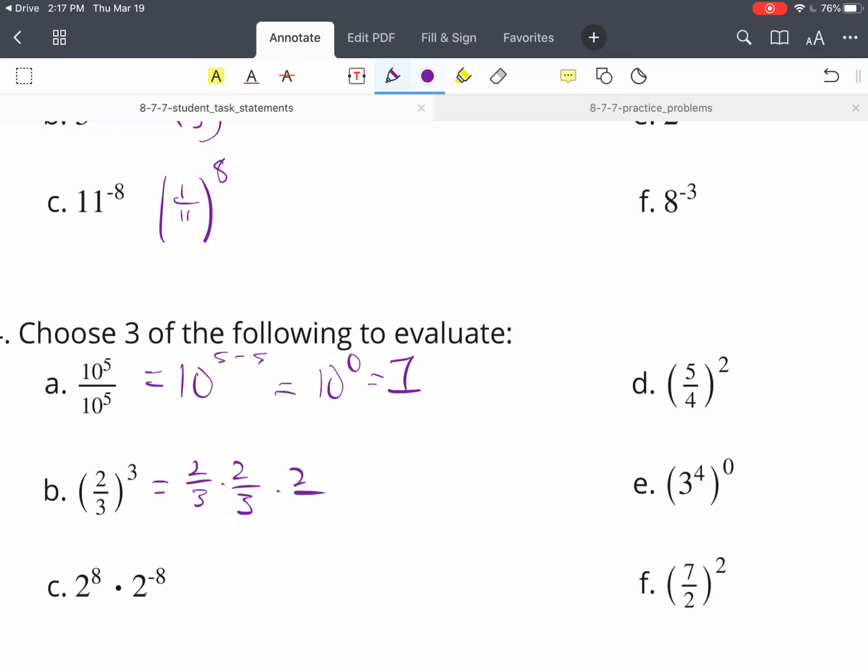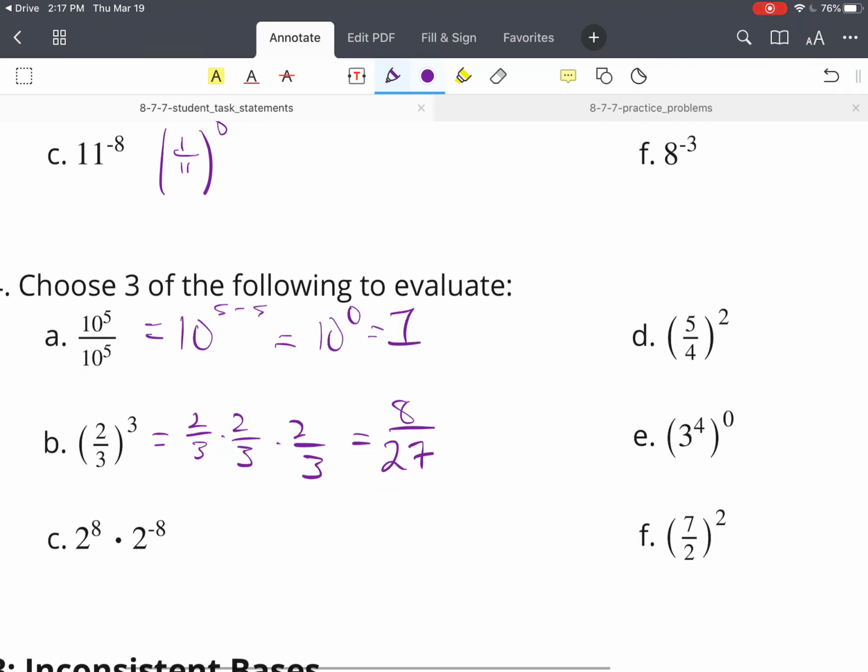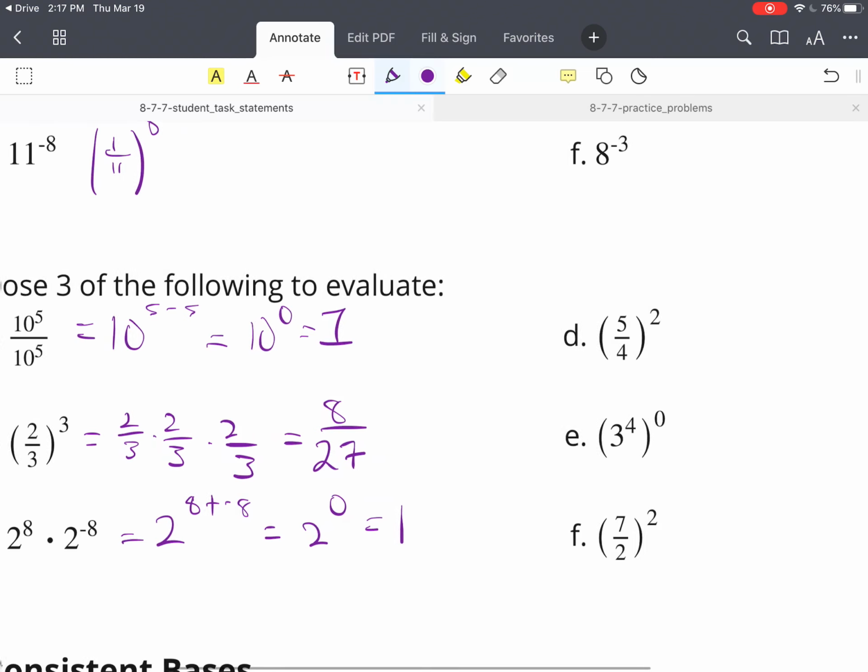This is going to be 2/3 times 2/3 times 2/3, which is going to be 2 times 2 times 2, 8. And then 3 times 3 times 3, 27. Same base, different exponents. Since we're multiplying, we're going to add the exponents. 8 plus a negative 8 is 0, which is equal to 1.